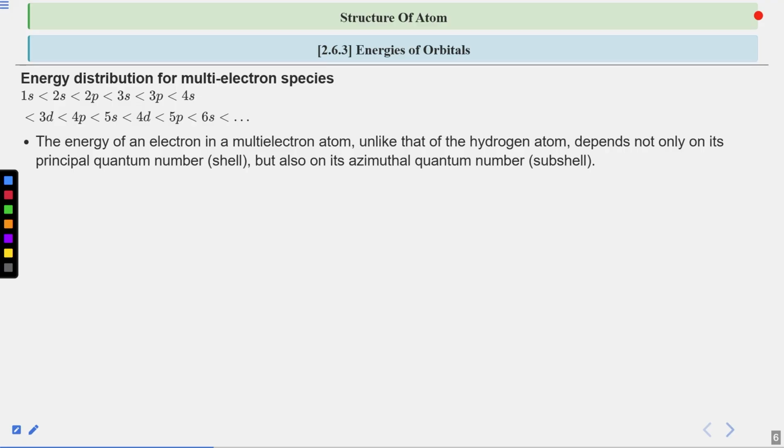Okay. So if you see here, you can see very clearly that p has a different azimuthal quantum number and s has a different azimuthal quantum number. For s it is 0, for p it is 1, and therefore its energy is changing. Right? So in the case of multi-electron system, remember that the value of energy will not only depend on the value of principal quantum number, but also on the azimuthal quantum number, on the subshell notation.